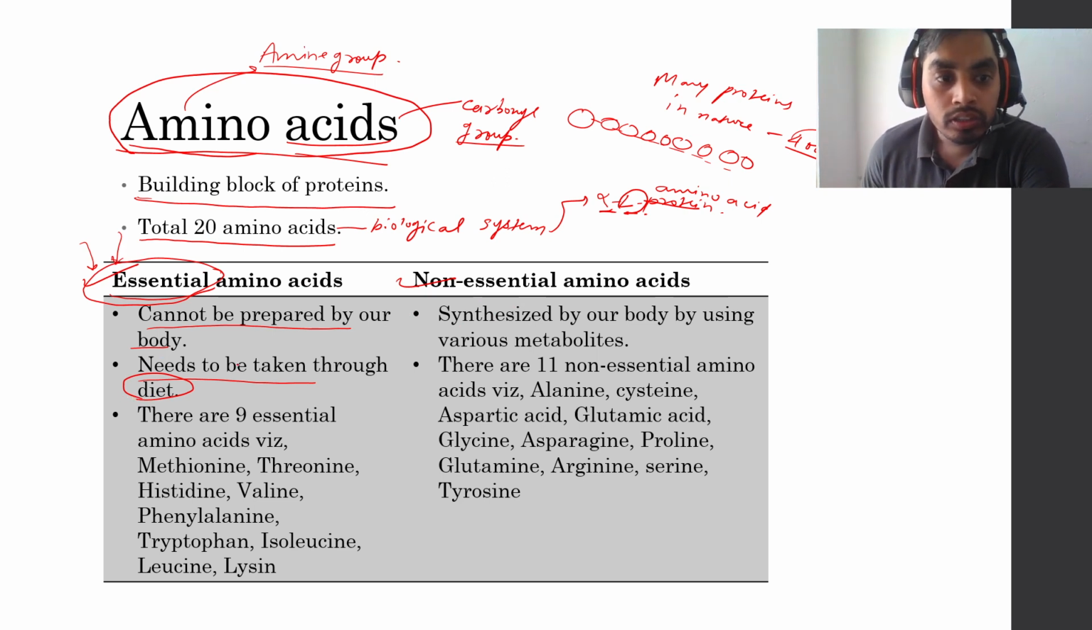There are 9 amino acids that are considered essential by scientists. These are methionine, threonine, histidine, valine, phenylalanine, tryptophan, isoleucine, leucine and lysine. These are the 9 essential amino acids that need to be taken through the diet. They cannot be prepared in our body.